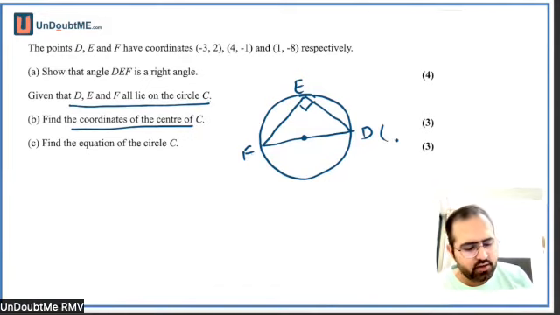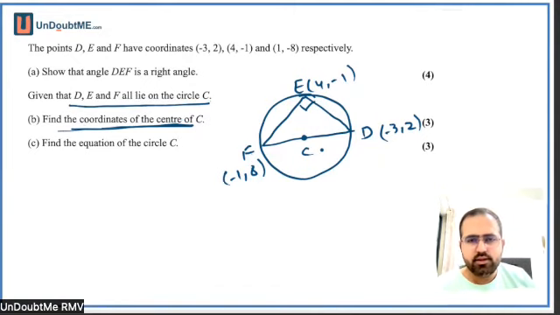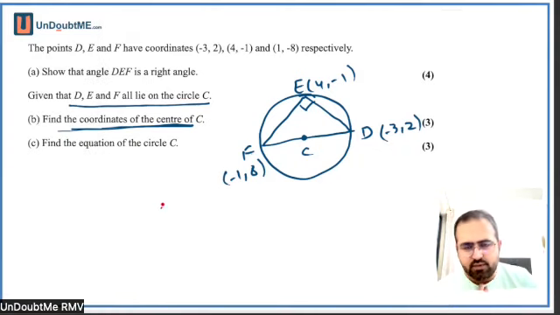Now what are the coordinates of D? -3, 2. E is 4, -1, and F is 1, -8. So all you need to do is find the midpoint of DF. That will be C. Just for finding the midpoint, they will not give you 3 marks. You need to show a proper diagram, give reference of that theorem, and show that this DEF will fall in the semicircular part only, DF being the diameter. Then you show that midpoint to get full marks. If any doubt is there in anyone's mind about how to show the steps, you can ask.